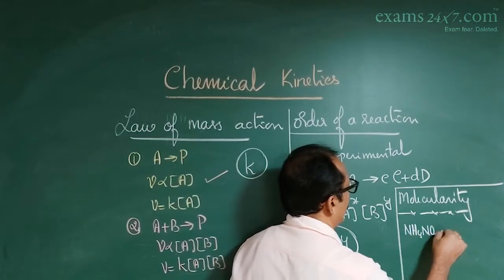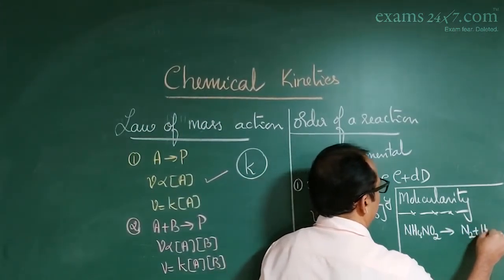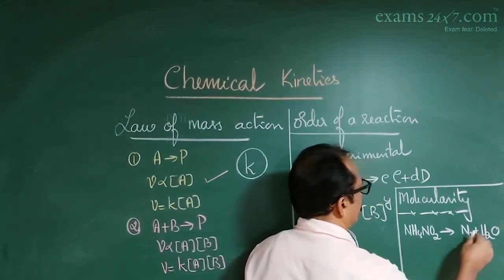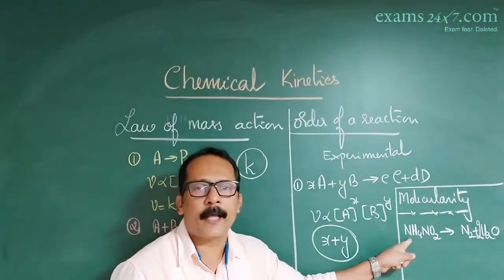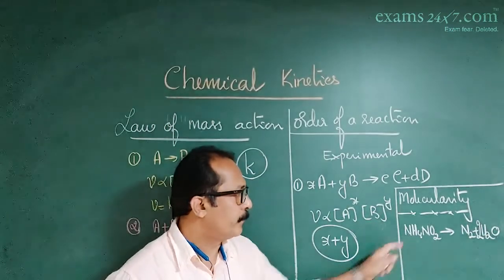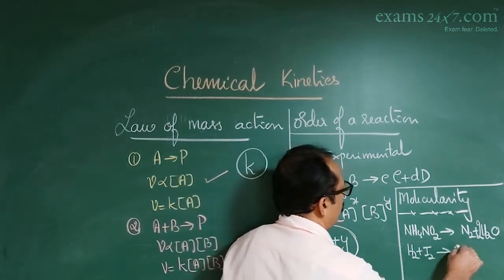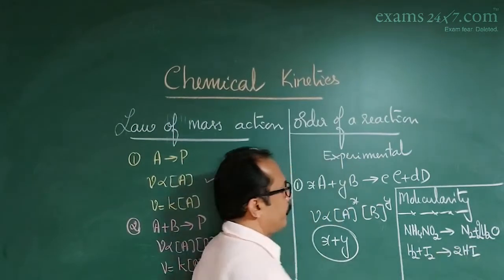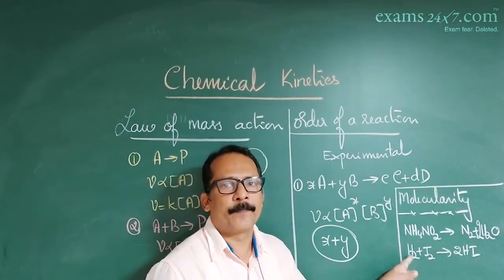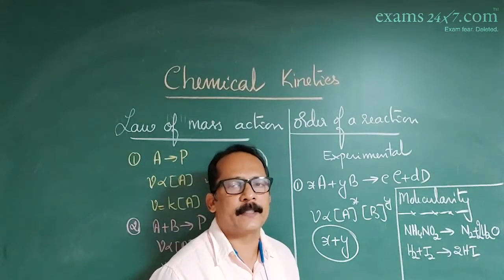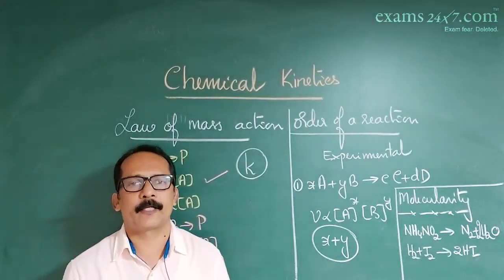Decomposition of ammonium nitrite gives nitrogen and water. Since it involves only one reactant, the molecularity of this reaction is 1. Another reaction: H2 plus I2 gives 2HI, a reversible reaction. It involves 2 reactants. Therefore, the molecularity of the reaction is 2, and it is also called a bimolecular reaction.